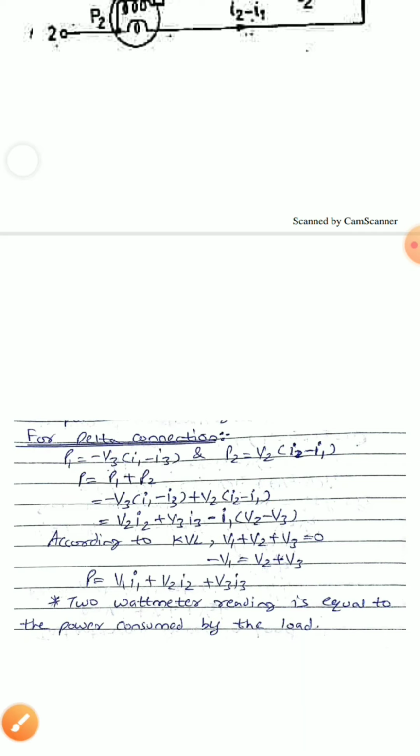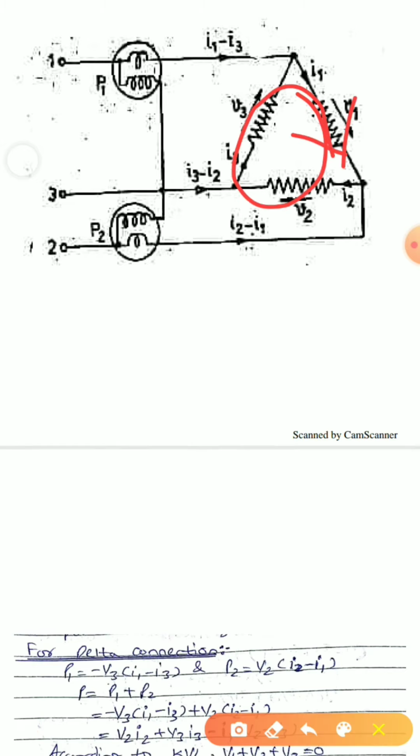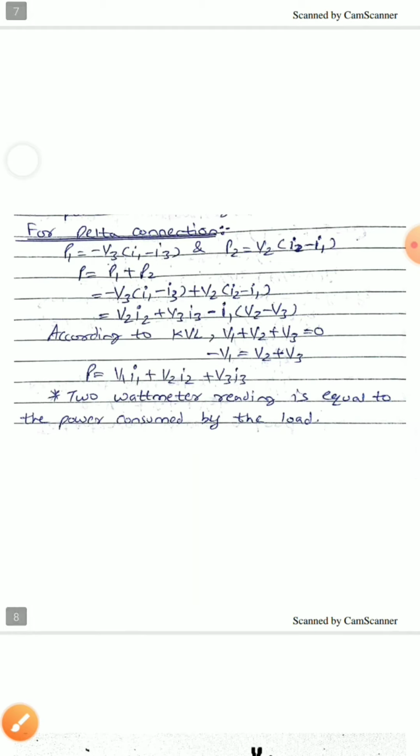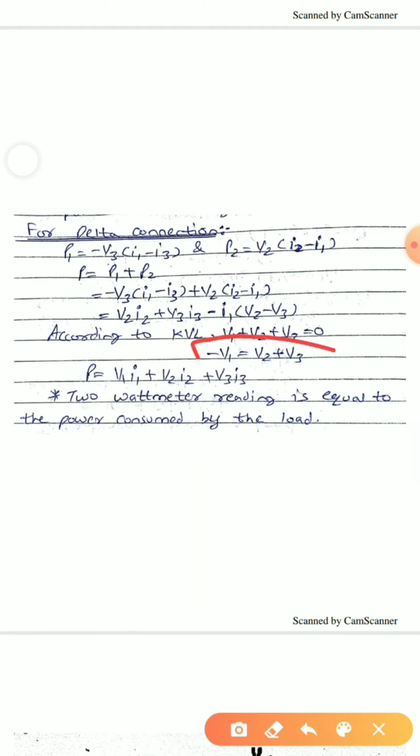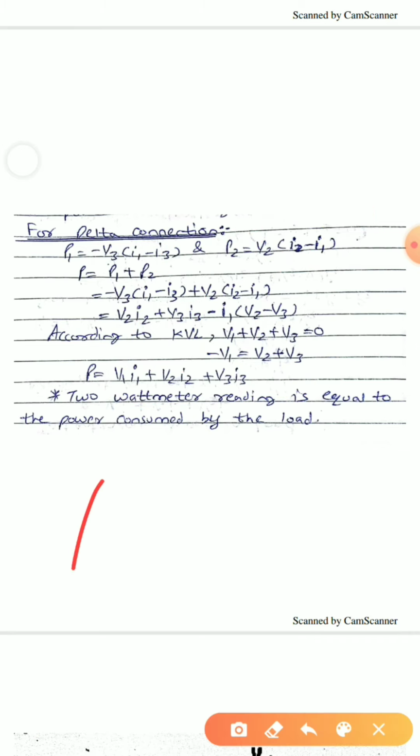Adding it again, we know from KVL that the total sum of voltages across a loop will be equal to 0 because energy is neither created nor destroyed. Therefore, we can clearly see that V1 plus V2 plus V3, for a closed loop, is equal to 0. Therefore, minus V1 is equal to V2 plus V3. Similarly, substituting it in the previous formula, I get that P is equal to first phase, second phase, third phase power, the power of 3 phases. So in delta connection also, for both star connection and delta connection, this 2 wattmeter method holds good.